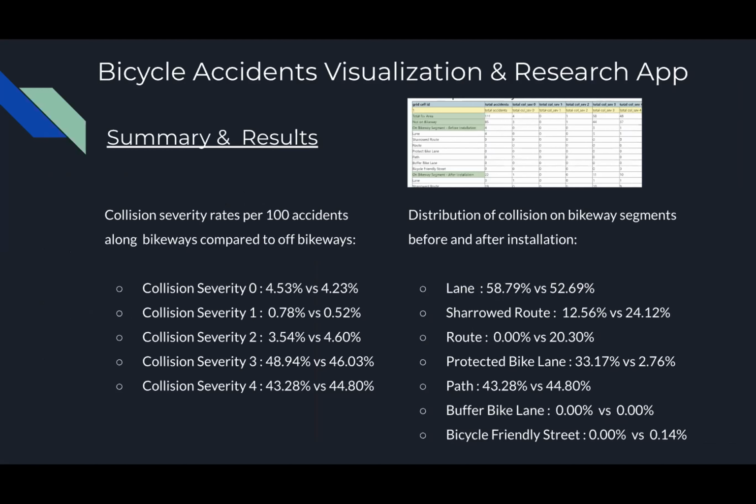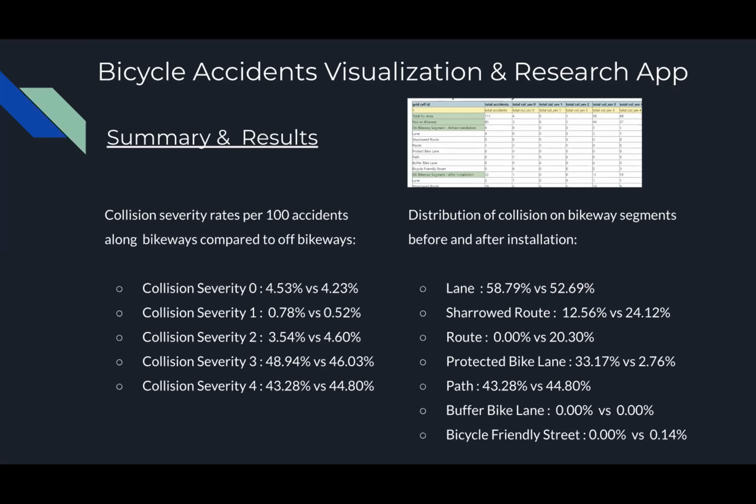Additionally, we were interested in the distribution of collisions across the different bikeways before and after installation. In Chicago, there was a study showing that the installation of shared routes resulted in an increase of accidents along those ways. Here, if we look at before the installation of shared routes, those segments only accounted for about 12% of those accidents. However, after the installation, we can see that it's almost 25% or a quarter of accidents along bikeways that are of shared routes.